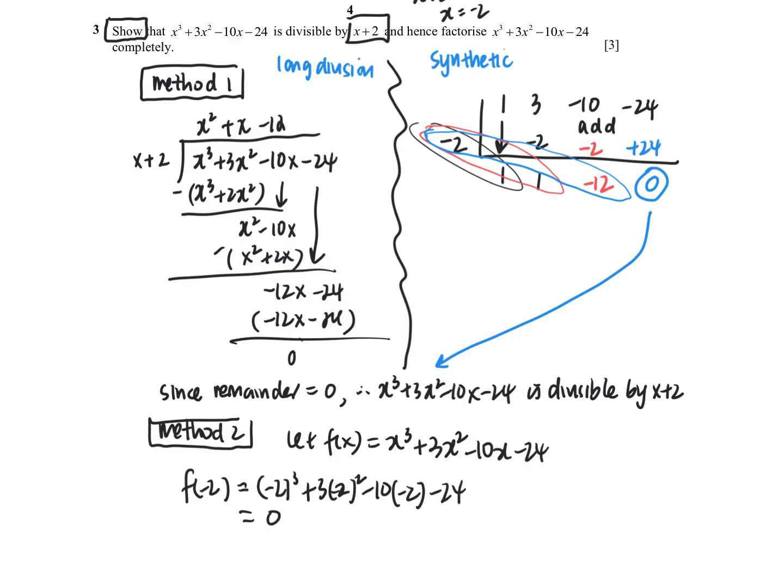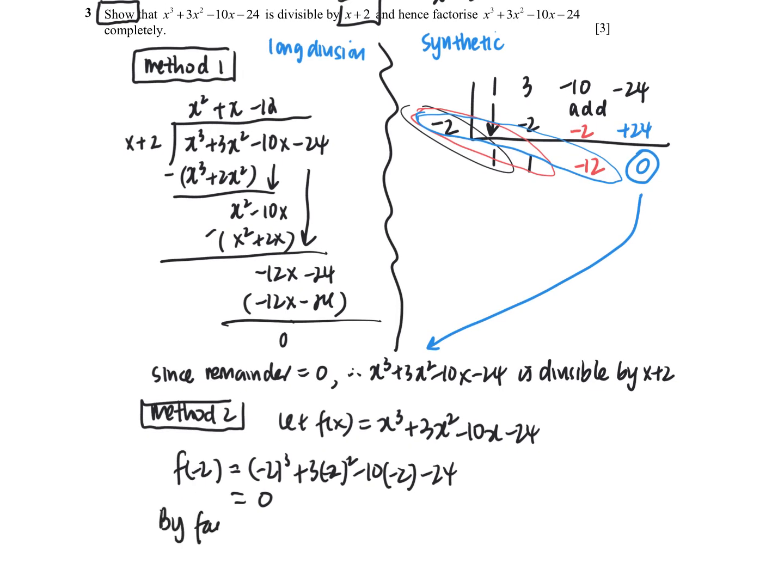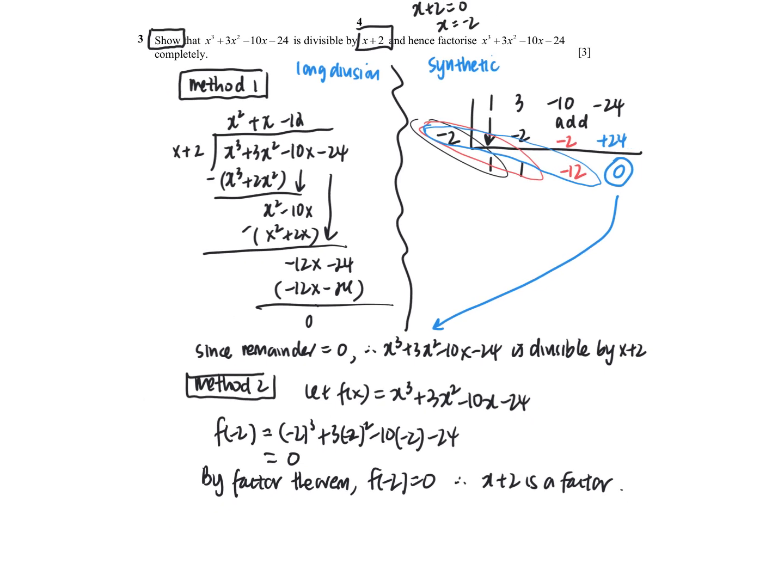So since this thing is equal to 0, by factor theorem, since f of minus 2 is 0, therefore x plus 2 is a factor. So you can either show long division, synthetic, or you can show me this by using factor theorem. Synthetic is just long division, but cutting all the old grandmother story short. That means they don't put in the x cubed, x squared, x and the constant number. They just deal with the number straight away. There's no x involved in the division.